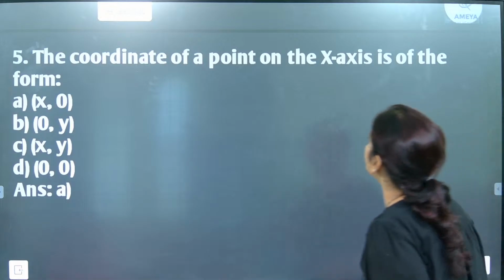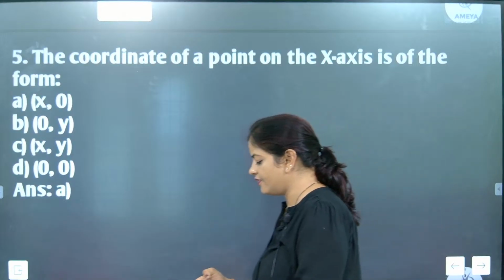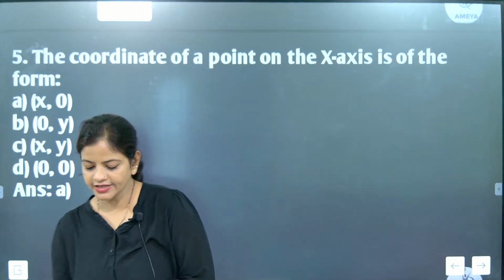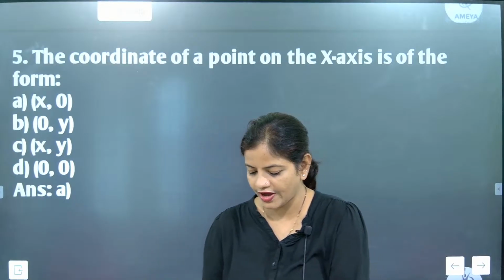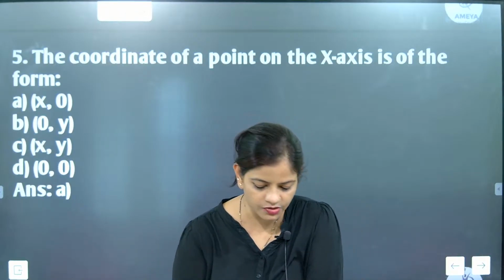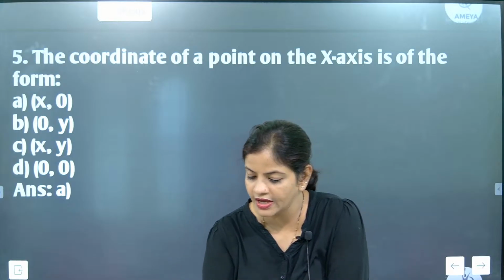The coordinates of the point on x-axis. Can you tell me on x-axis what the value of y will be? 0. That's the most important point. So on x-axis the value of y will be 0.